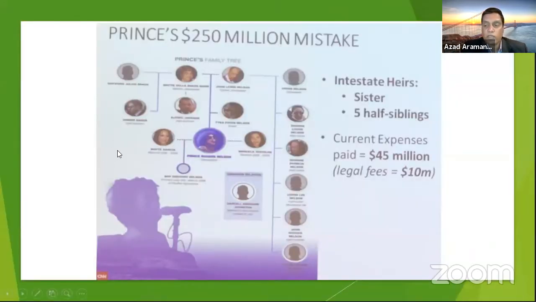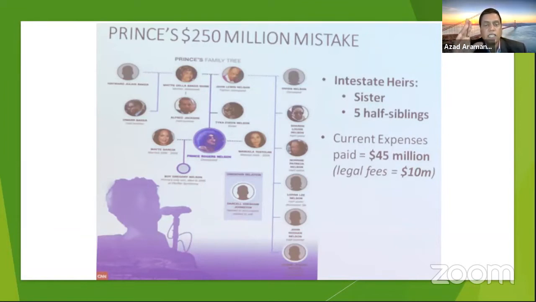Now, one more, going back to who gets what. Prince, an absolutely fabulous person with a huge fan following, left all those fans in real tears. He passed away, whether overdose or otherwise. He left a $250 million estate without any will and trust in place.